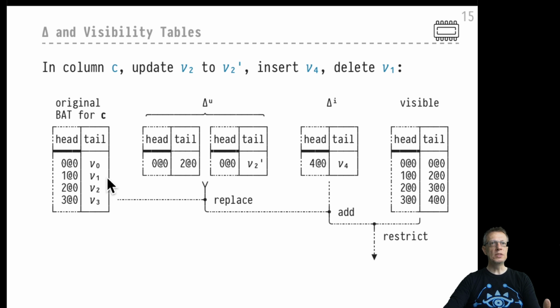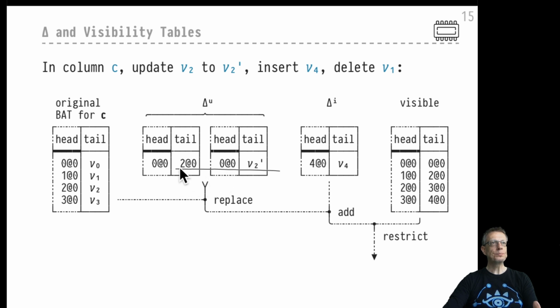All of these SQL DML update operations would have been recorded in either the visibility table or the delta tables. And this is the contents of the data tables that reflect the update that I've just mentioned. For example, the update of the V2 value, held in the row with OID 2 at 0, is reflected by these 2 rows in the delta U tables here. That these 2 rows belong together is reflected by the fact that they carry the same OID here.